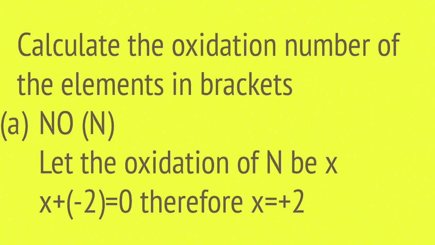Now, what you do, you let the oxidation number of nitrogen be equal to a letter X, such that when you go back to NO, we know the oxidation number of oxygen is always -2 except in peroxide. Now, look, this is not a peroxide. So the oxidation number of oxygen here is -2. So we shall just take X, that is the oxidation number of nitrogen, which we do not know, plus -2, which is the oxidation number of oxygen.